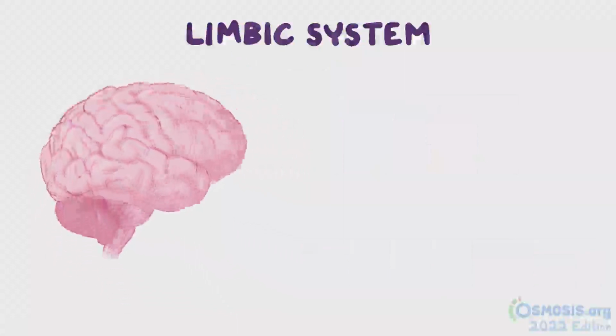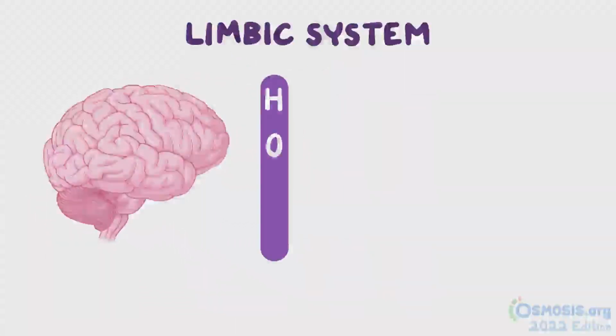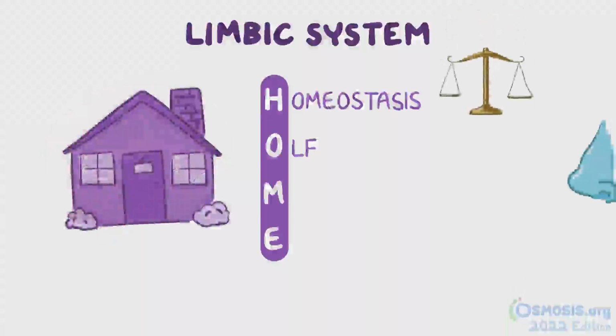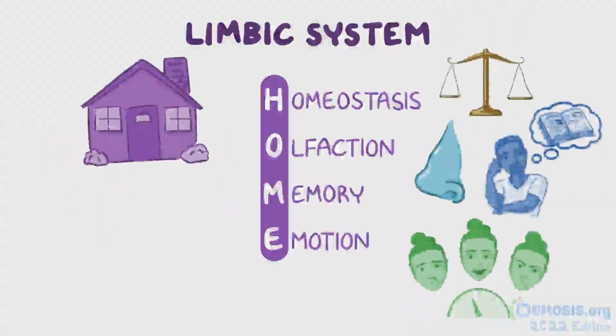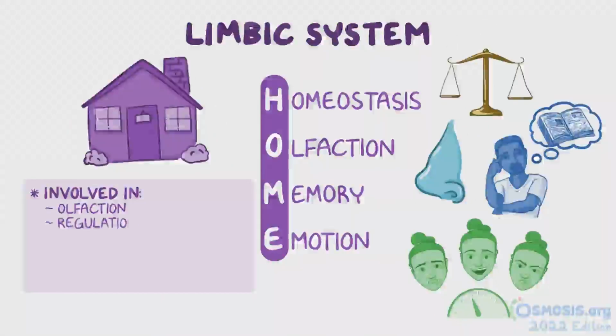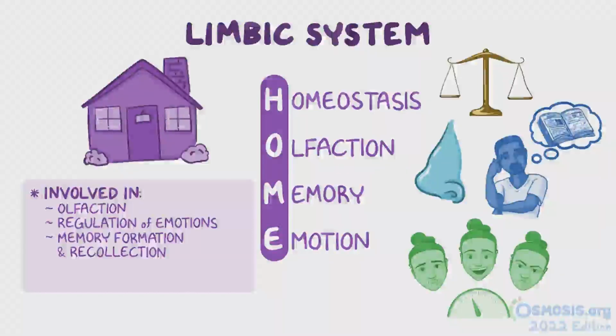One way to remember the limbic system is to think of the word HOME: homeostasis, olfaction, memory, emotion. This is because limbic system structures are involved in olfaction, or smell, in the regulation of emotions, like anger and fear, and other behaviors, like aggression and sexual behavior. Memory formation and the recollection of those memories are supported by the limbic system, and it can even influence responses of the autonomic nervous system, like cardiovascular or gastrointestinal functions.